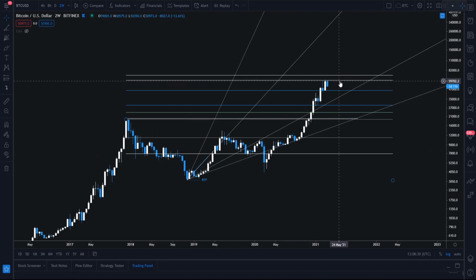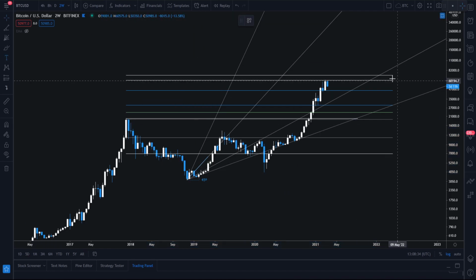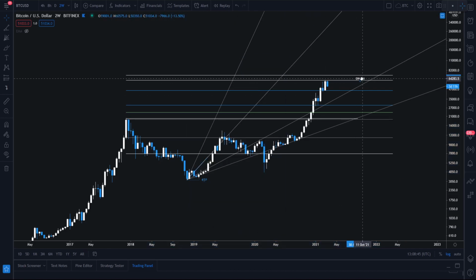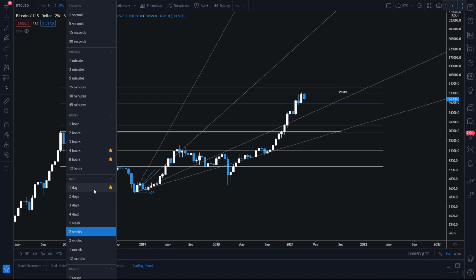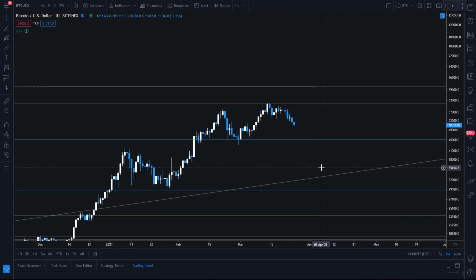So you can see here, I can't draw on it, but this level right here is 59,000. So I'll just write that out. And above it we have 64, I believe. Oh no, 72. And let's zoom in. So that's the 1 week. I want to cover this daily chart for us.